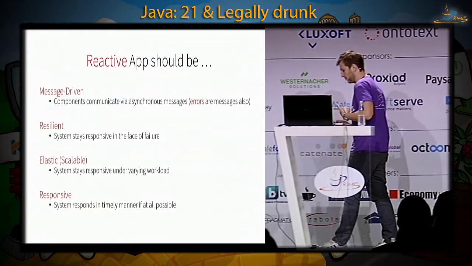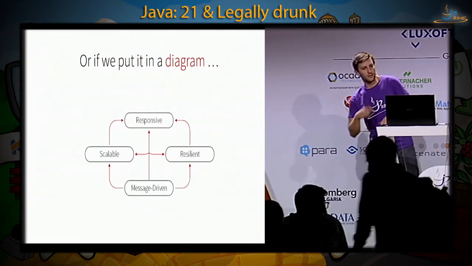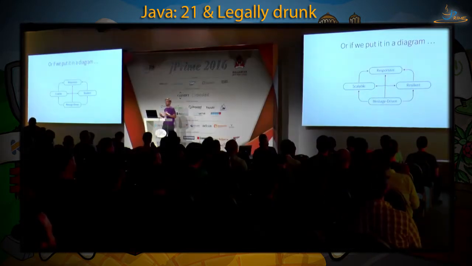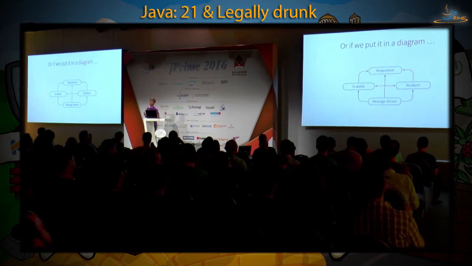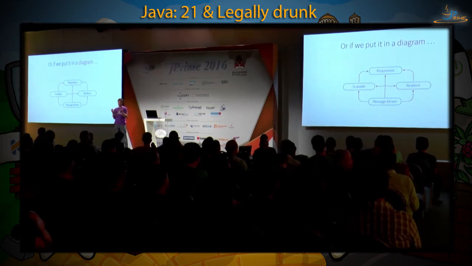But you know, we are graphical people, so let's put this all in a diagram. And it goes something like this. So as you can see at the bottom, we have message-driven communication, and actually this type of loosely coupled communication will help us achieve all the other goals, as we'll see later, of course. But, okay, so now we have our requirements.